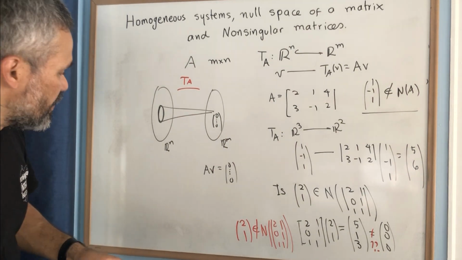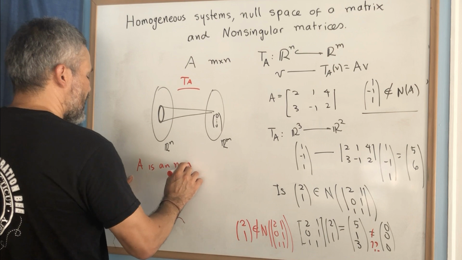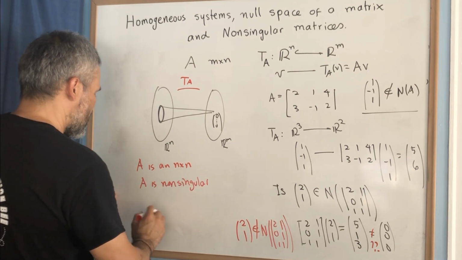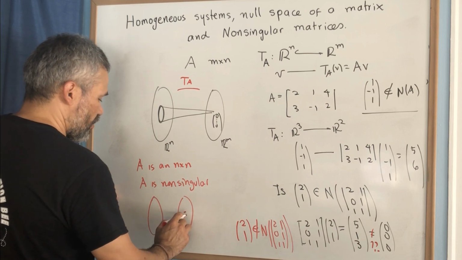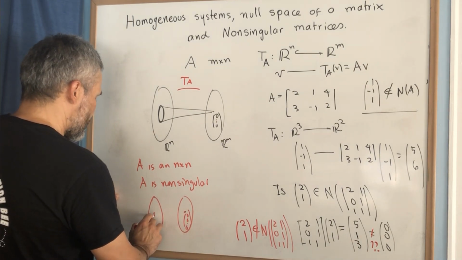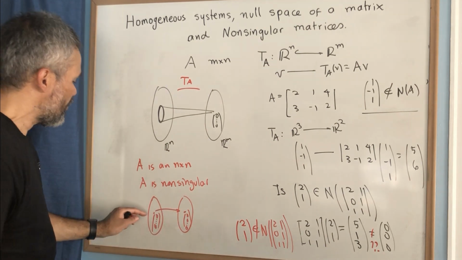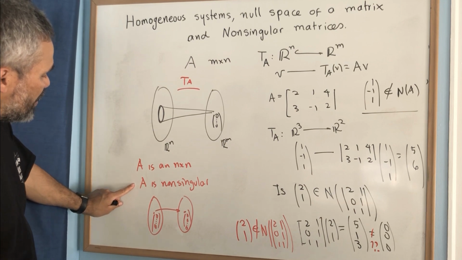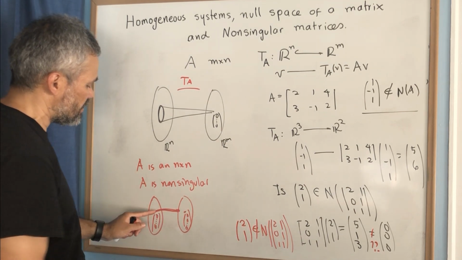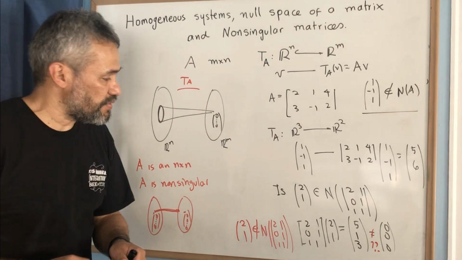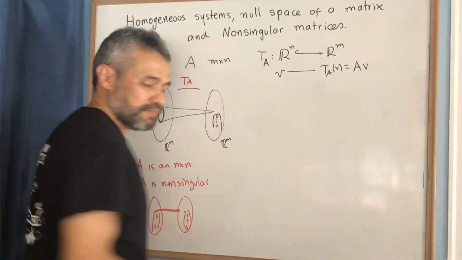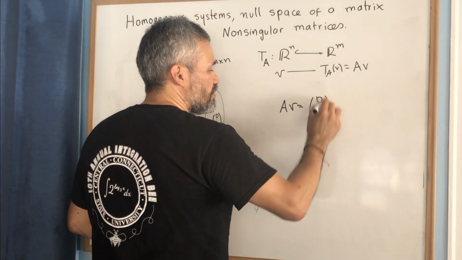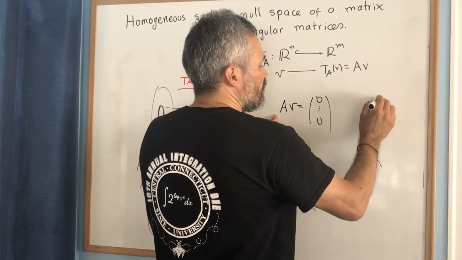And if A is a square matrix, if A is an n by n matrix, then A is non-singular if the only vector that goes to the vector 0, 0, 0 is the vector 0, 0, 0. Remember that it's non-singular if the null space of A is just the vector 0, 0, 0, 0. Then when a matrix is non-singular, that means that this is the only vector that goes to 0, 0, 0. When we think about this equation, A times V equal to 0, 0, 0, the solution of this equation is the null space of A.